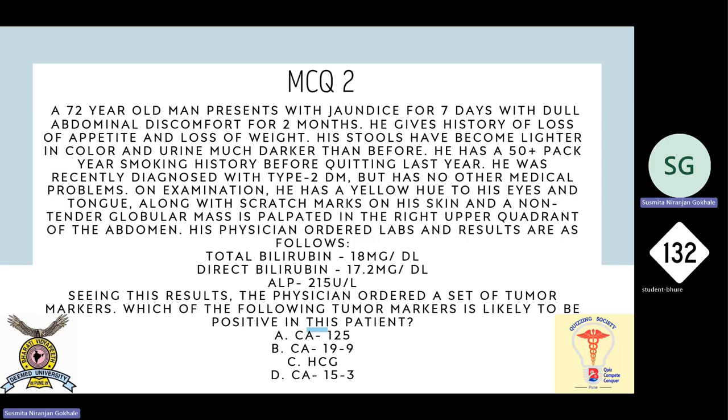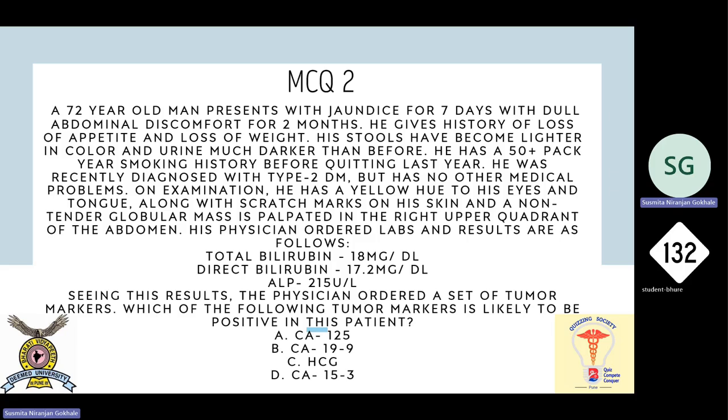Now I'll find out the important points from this question. The important points are that the total bilirubin is raised, the direct bilirubin is raised, and even the ALP is raised. From this, I understand that the person has something related to obstructive jaundice, because in the question the person has a yellow discoloration in his eyes and tongue, which indicates icterus. Obstructive jaundice is commonly caused by carcinoma of the head of pancreas. So now, as we had studied previously, the most common tumor marker that is raised in carcinoma of the head of pancreas is CA19-9.